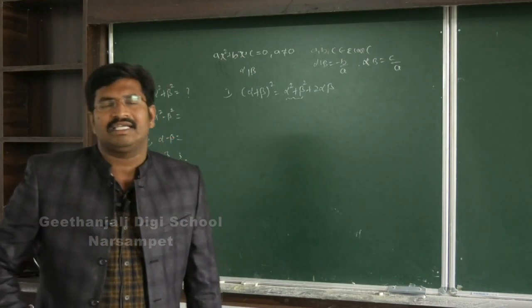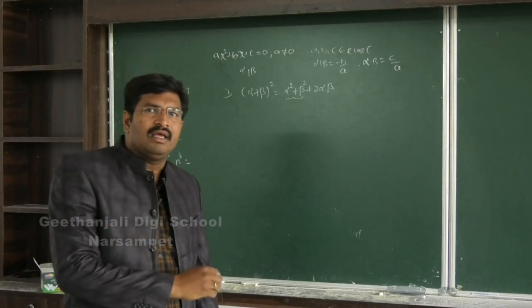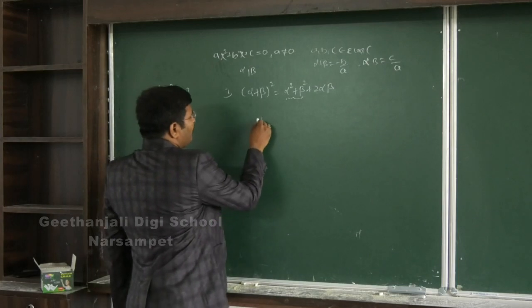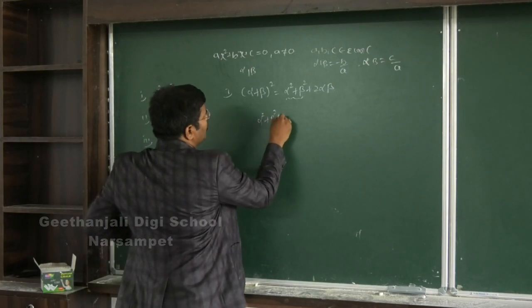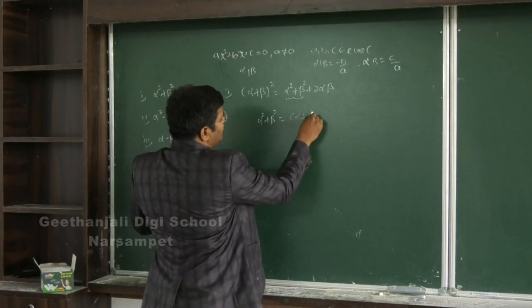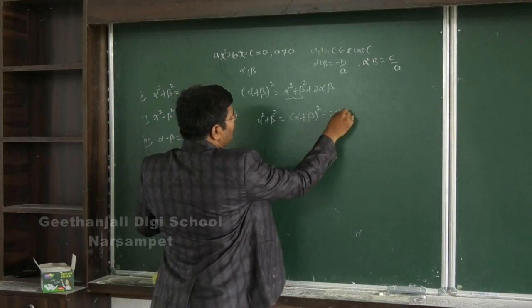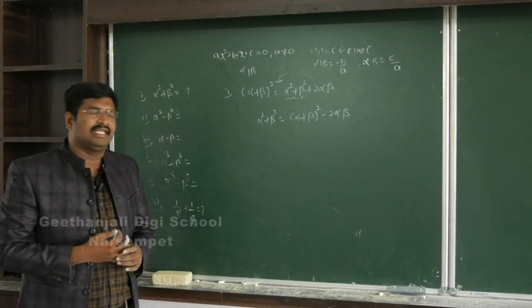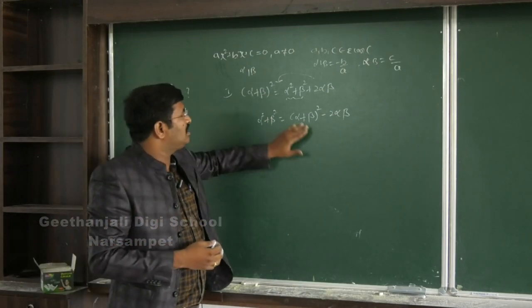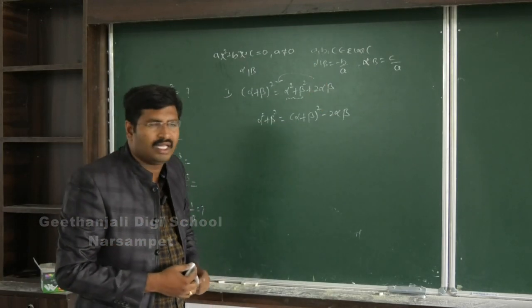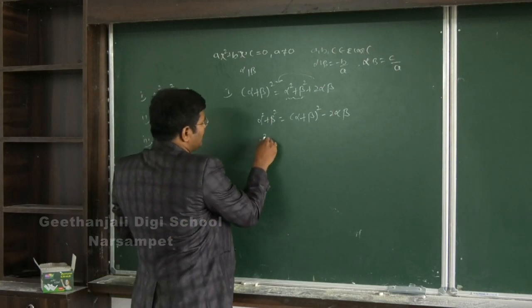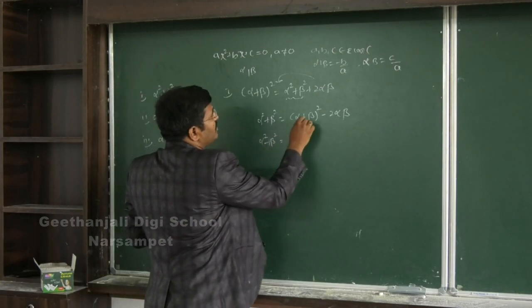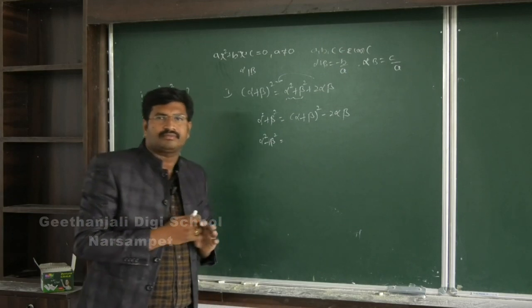Then you have to write the subject as alpha square plus beta square. Alpha square plus beta square is equal to what you can write? Alpha plus beta whole square minus 2 alpha beta. Then alpha beta you have to transpose to the other side. Then alpha plus beta whole square minus 2 alpha beta. Now alpha plus beta is equal to what you know?